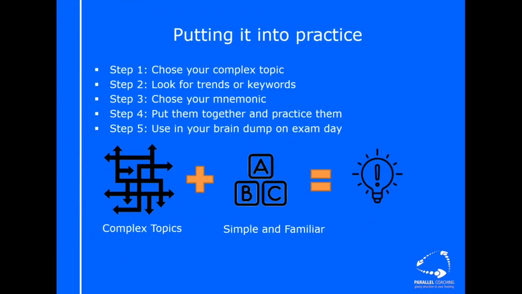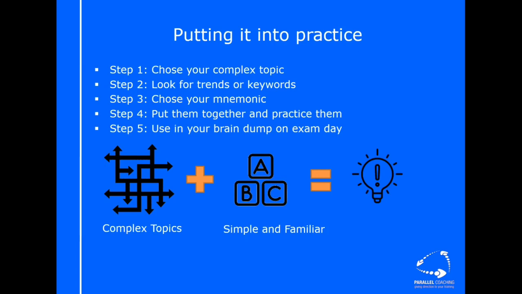In order for you to create your own mnemonics and break down your own learning, there's 5 steps you need to take. First of all, choose your complex topic. So you might be looking at the heart, for example. We've had a few examples of the heart today. Then you want to look for trends or keywords. Now, this could be literally highlighting if it's a process, maybe the first letter of a few processes, or it could be that you relate it to something you already do know. So like we were talking about analogies earlier.